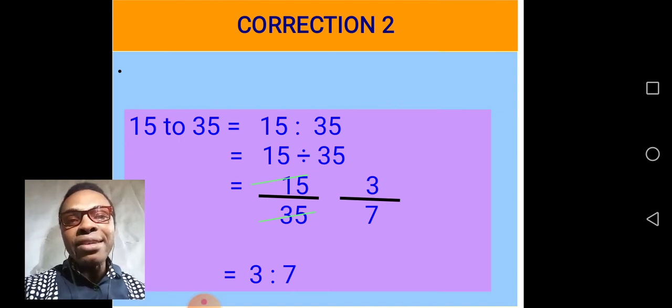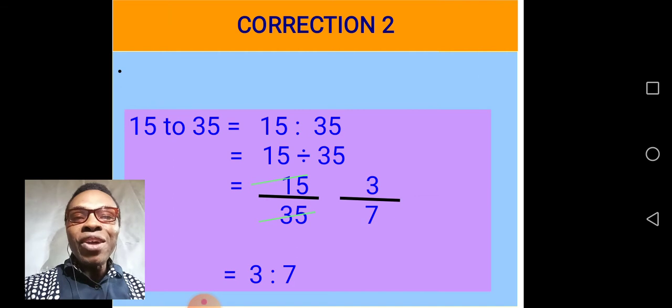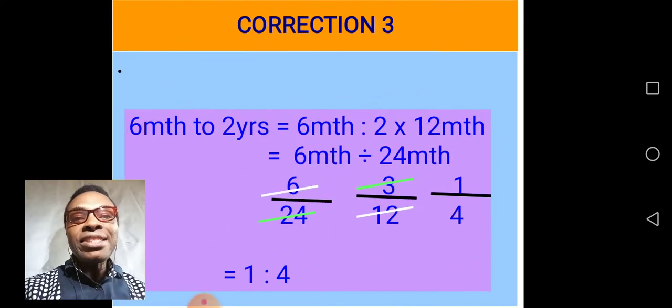Any number that ends with 5 or 0, 5 will divide it. So 5 into 15 is 3, and 5 into 35 is 7. So 3 over 7 will be represented as 3 ratio 7. So 15 to 35 in its simplest form, or when you reduce it to its lowest term, you have 3 ratio 7.